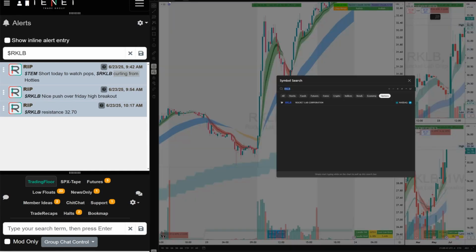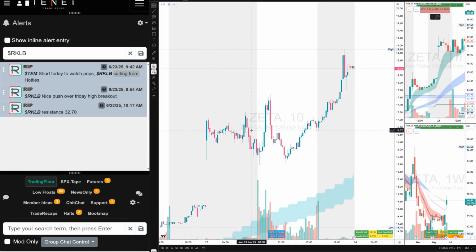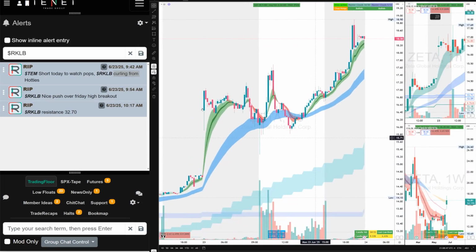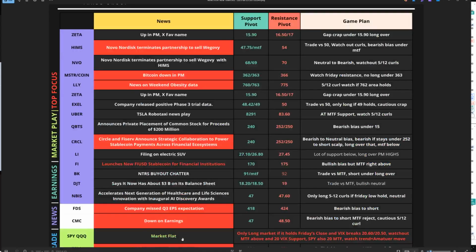Let's look at ZETA. So what was ZETA? The reason I'm going to show you ZETA is that it gave you two setups, right? So let's look at what was planned on ZETA here. So this was more of a voice guidance. The plan on ZETA, there we go.